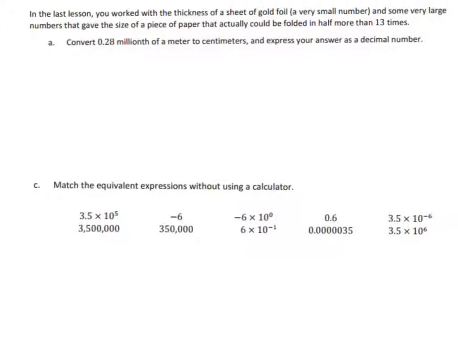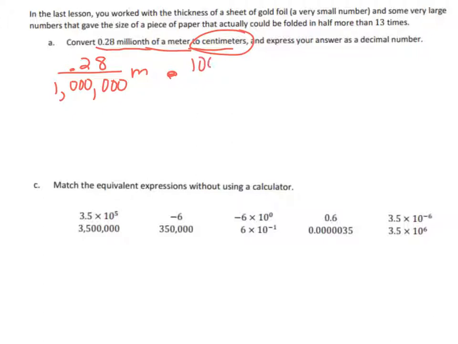But they basically just want us to convert 0.28 millionth of a meter to centimeters, and express as a decimal. So you've got 0.28 millionths, so you put it over a million. And of course that's meters. Then they want us to convert it to centimeters. Well, how many centimeters in a meter? So times 100 centimeters in 1 meter.